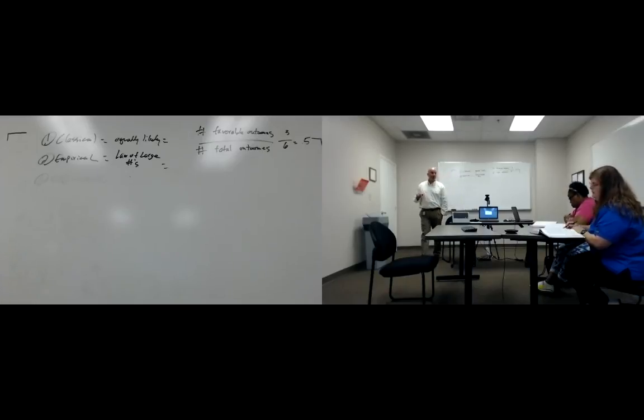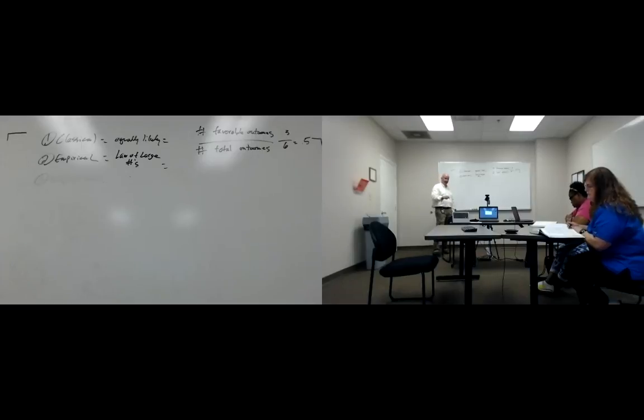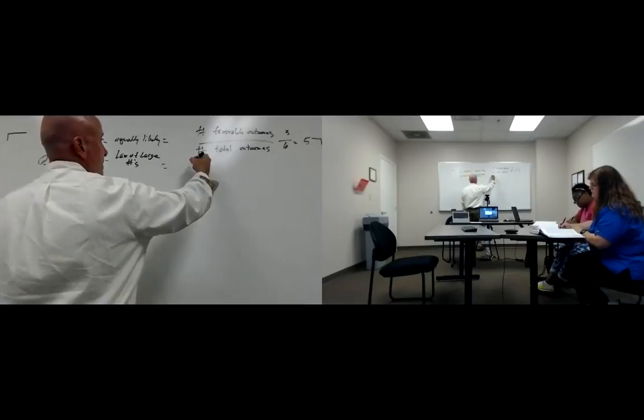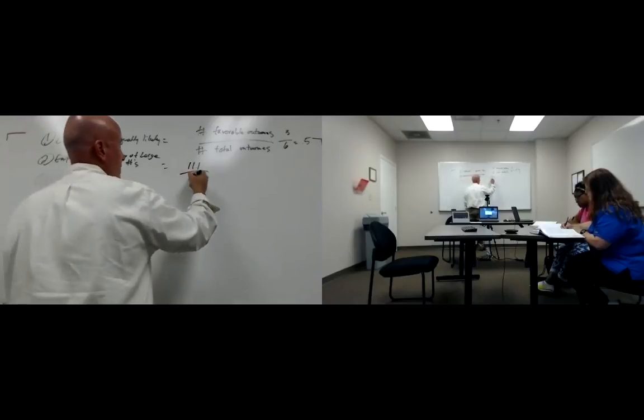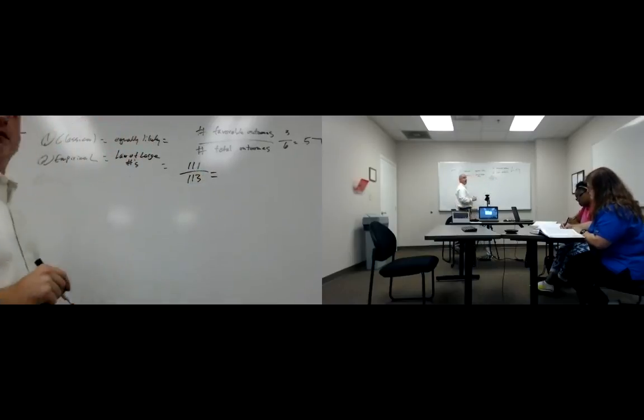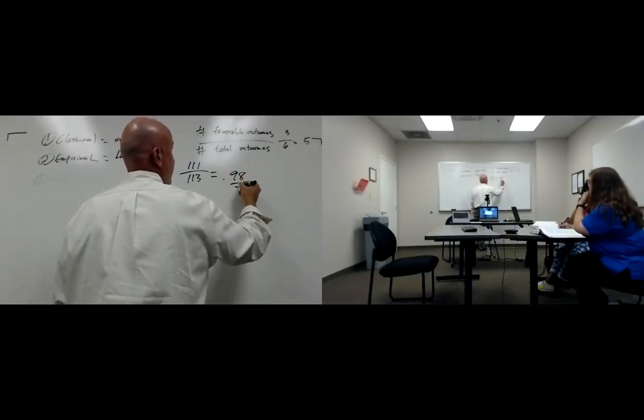So we'll use 113. On 113 missions, how many were successful? That was just the second disaster, so 111 successful. So we had 111 out of 113. It's 0.98.